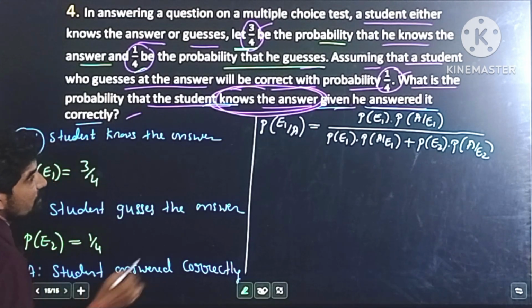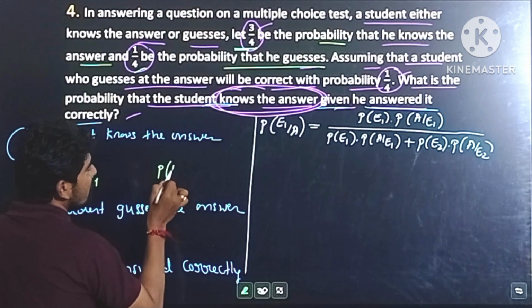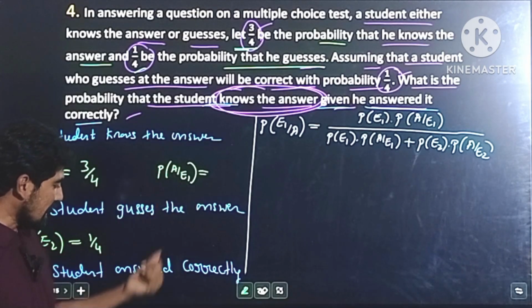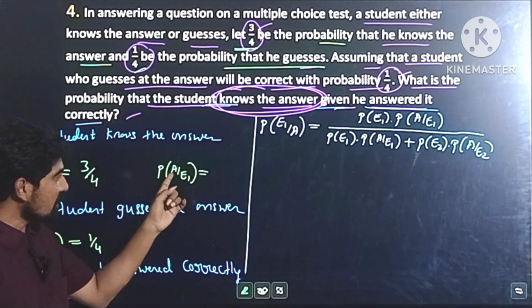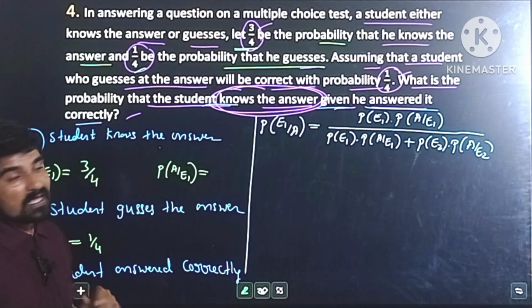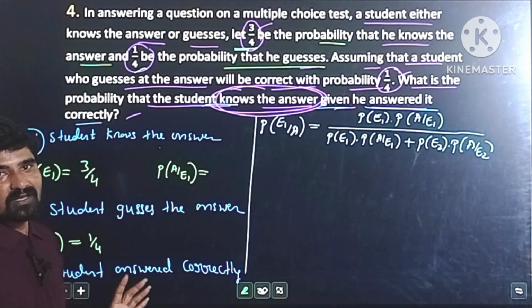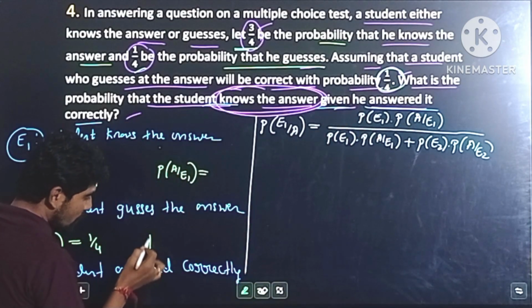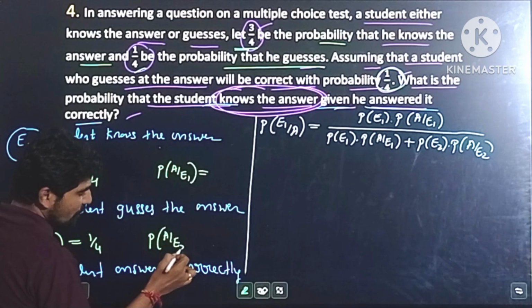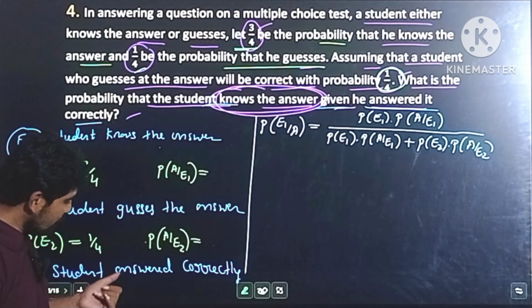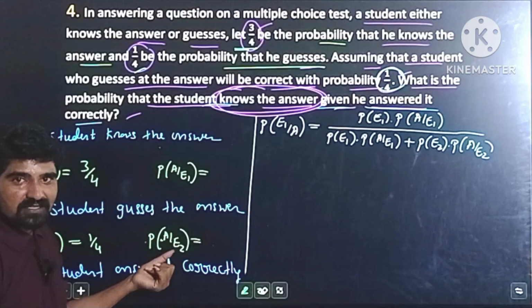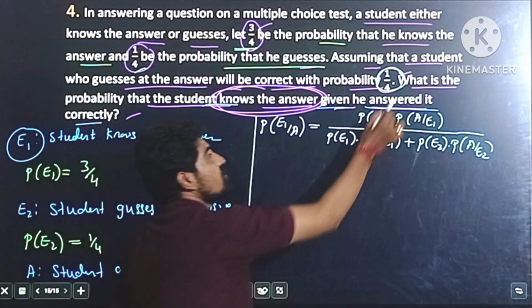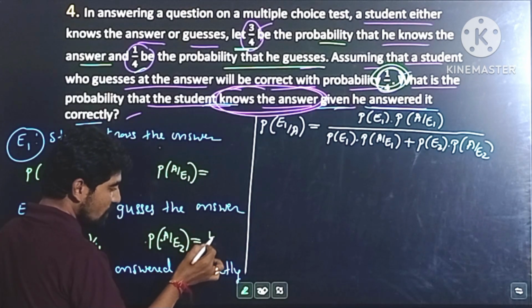And we need the probability of A given E1, that is, the probability of the correct answer given that he knows the answer. This information is not given in the question. It is given that the probability of the correct answer by guessing is 1 by 4. So that is nothing but probability of A given E2, which means the probability that the student answered correctly given that he guessed the answer. So probability of A given E2 is 1 by 4.